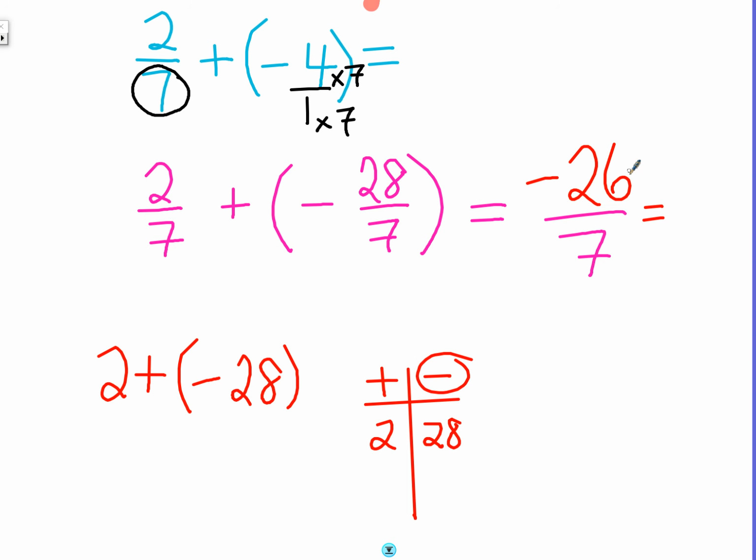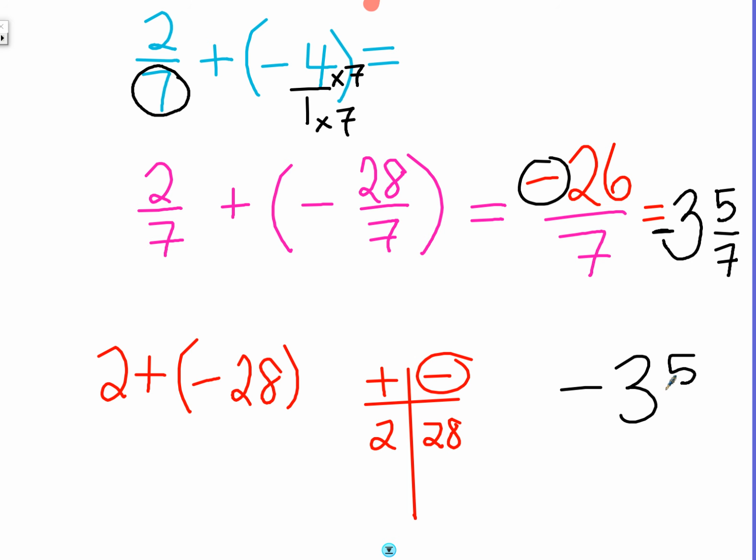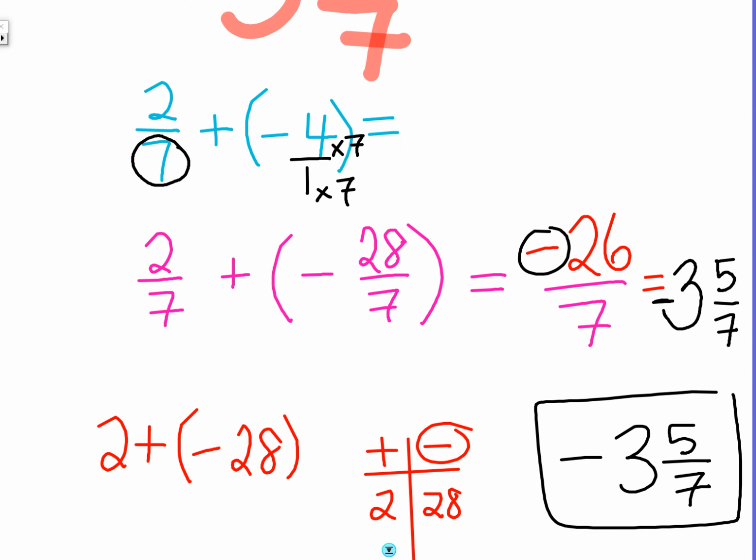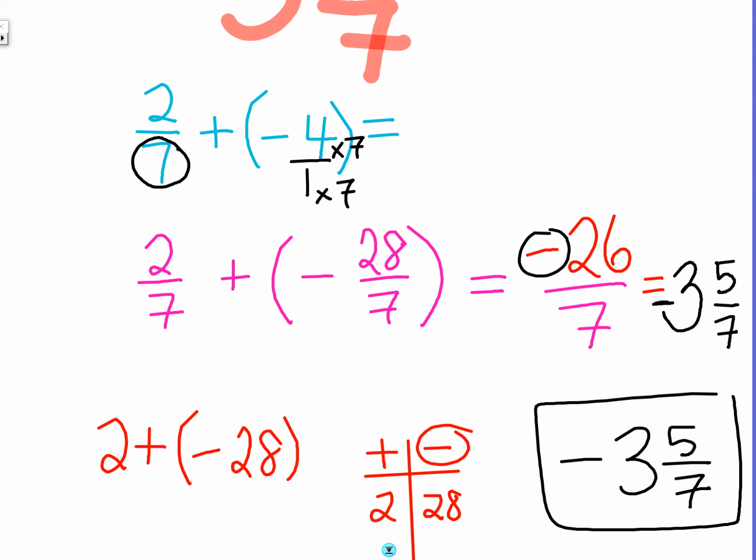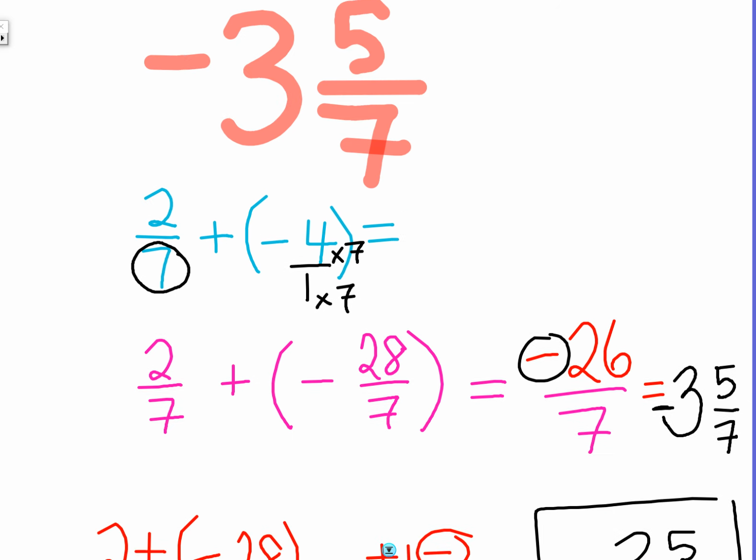How many 7s go into 26? 3 of them would get us to 21, and then there's 5 7ths left over. Don't forget that the value was negative. The answer is -3 5/7. Okay? All right, which should be the same answer that we had up here. Did I forget to write the negative? Oh, no, I didn't. Okay, there you go.